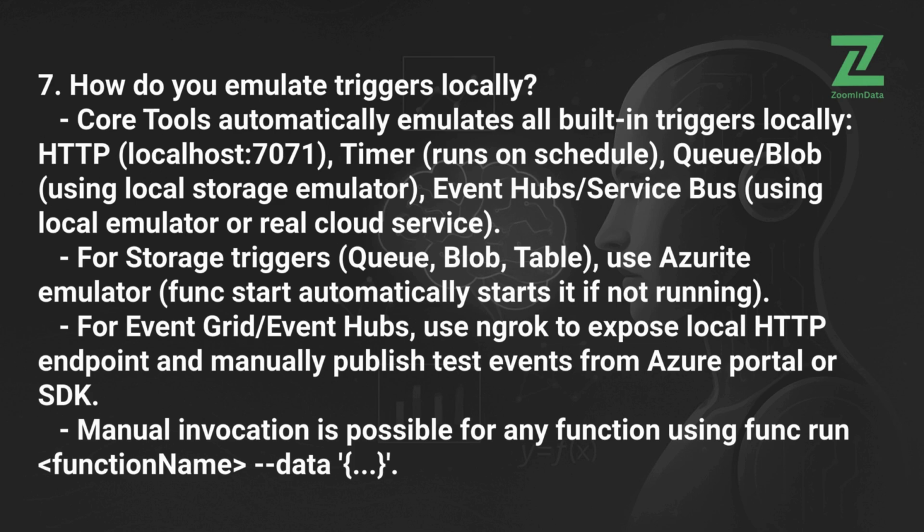func start automatically starts it if not running. For Event Grid, Event Hubs, use ngrok to expose local HTTP endpoint and manually publish test events from Azure Portal or SDK. Manual invocation is possible for any function using func run <function name> data.